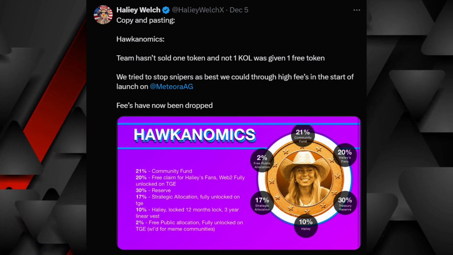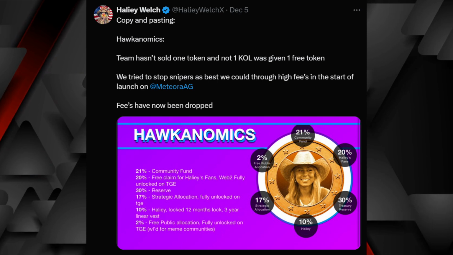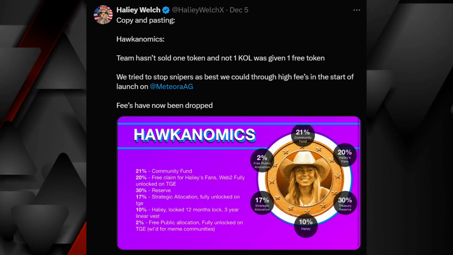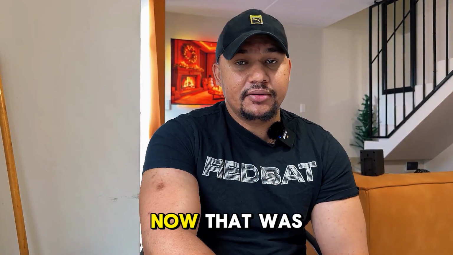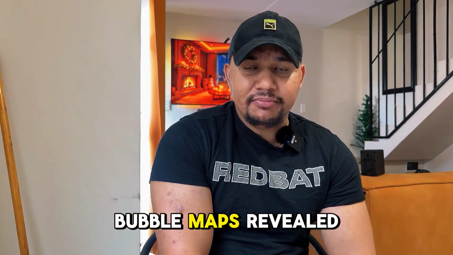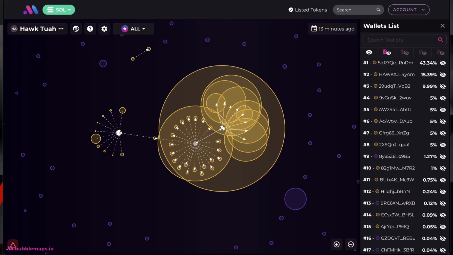"We tried to stop snipers the best we could through high fees in the start of the launch. Fees have now been dropped." Now, they made a lot of money through fees, just so that you know as well. Now, that was not necessarily the truth. And what really happened is that Bubble Maps revealed that 95% of the supply was in one cluster. 285 investors joined the Tuah coin pre-sale, and 89 wallets were sold 100% immediately.